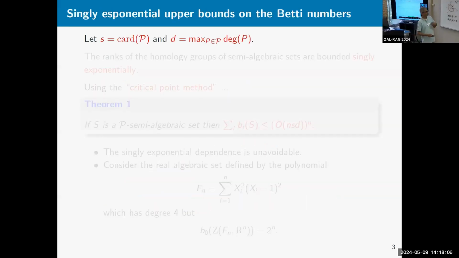And now there are quite classical results, which tell you that if you have a P semi-algebraic set, where you have a bound on the cardinality of P and on the degrees, then the homology groups of this set can be bounded uniformly in terms of these two parameters, and of course also n.